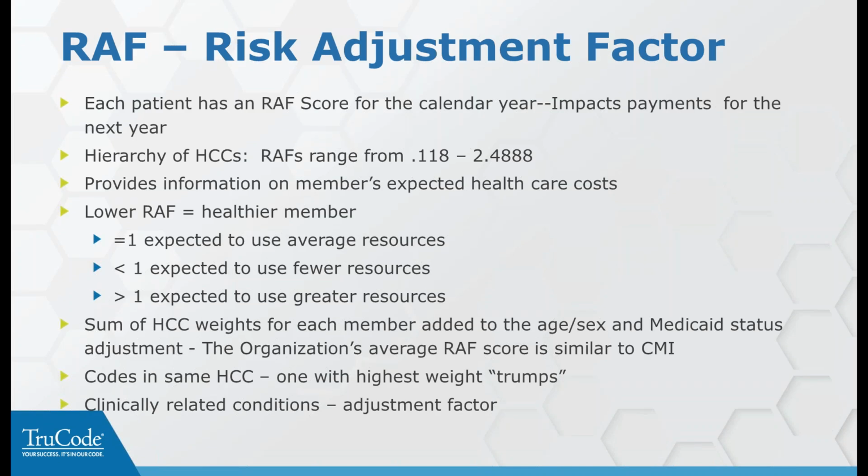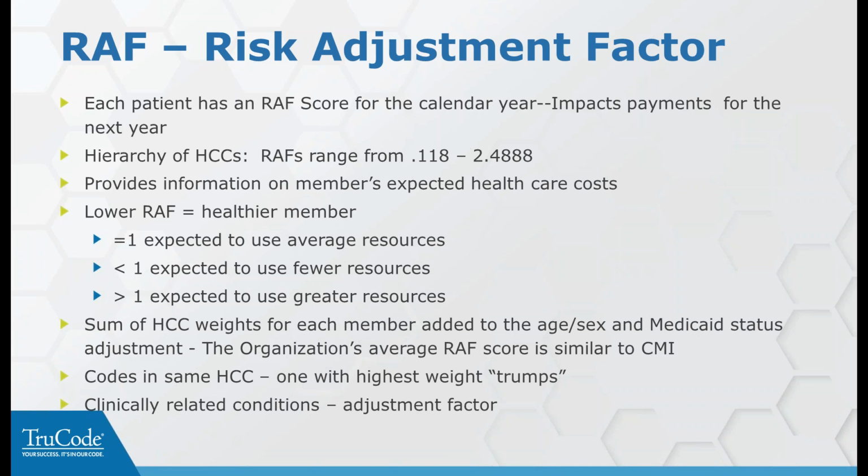So the risk adjustment factor that I mentioned earlier: each patient gets a score for the calendar year, and it changes each year. And there is a hierarchy of HCCs. The risk factors range from 0.118 up to 2.4888, and they give information on that member's expected health care cost. One is sort of an average patient that uses average resources. Anything less than one is a patient that's very healthy and uses fewer than average resources, and obviously greater than one is a patient probably with a lot of chronic conditions that uses greater resources.